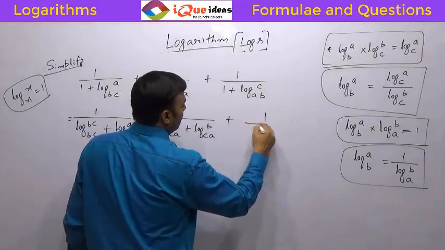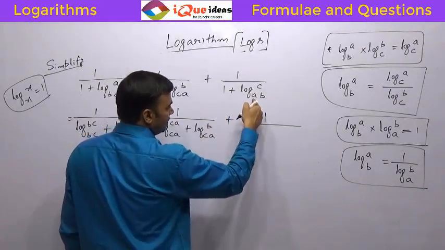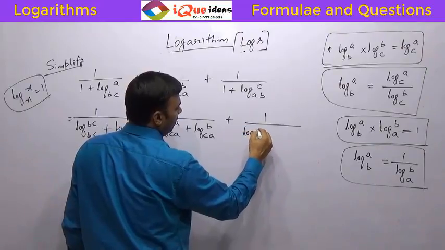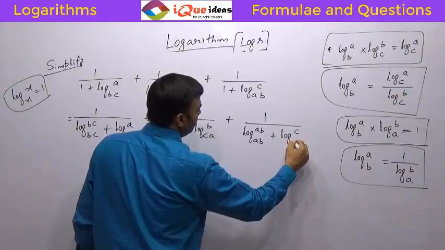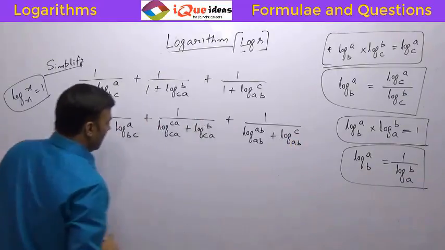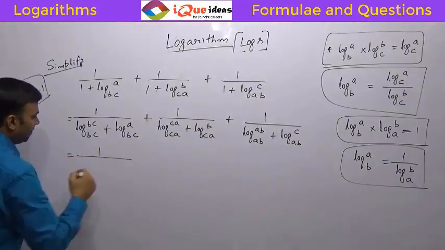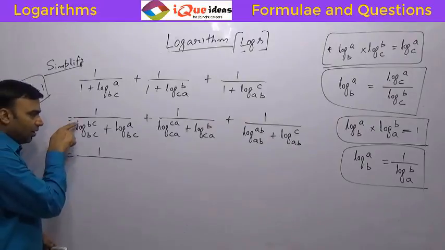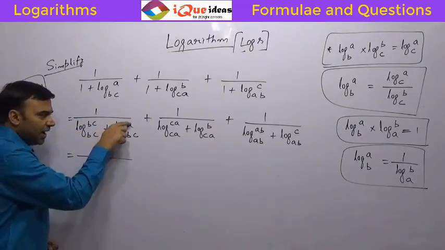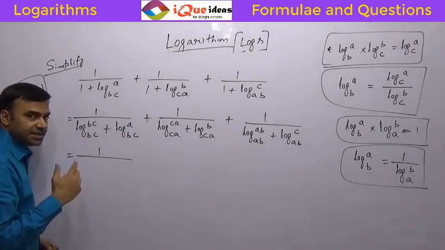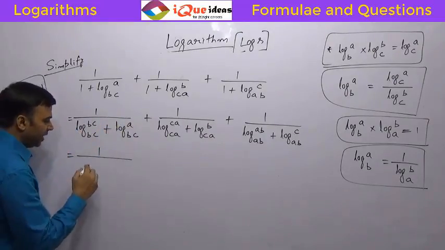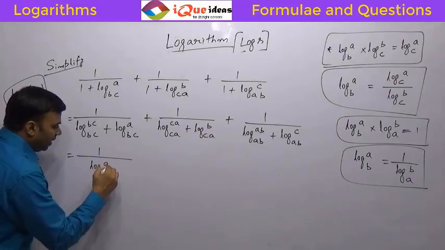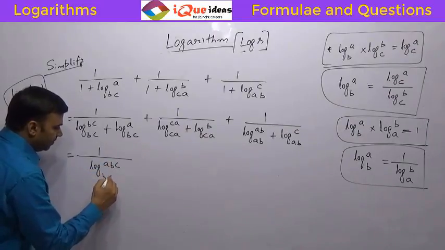Similarly, in the third one, the denominator can be written as log of AB to the base AB plus log of C to the base AB. Now see what happens. 1 divided by, in the first one, log BC to the base BC plus log A to the base BC. The bases are the same, so the numbers get multiplied. So it is BC into A, which becomes ABC. So we have log ABC to the base BC.